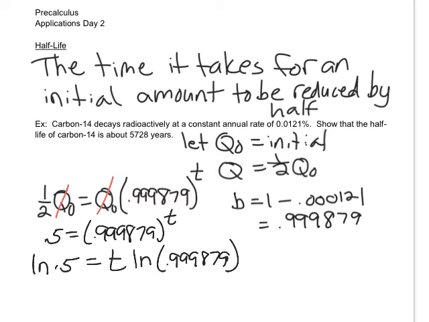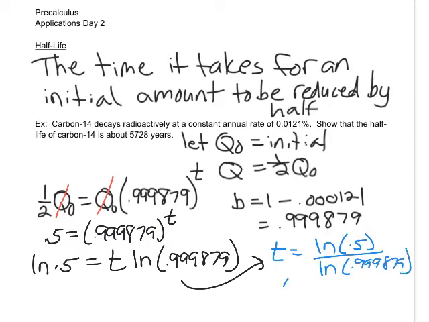I'm going to get a final answer where t, I'll put him in blue so you can see him, is equal to the natural log of 0.5 divided by the natural log of the growth factor, 0.999879. And in the end, if you put that in your calculator, it's approximately 5728.